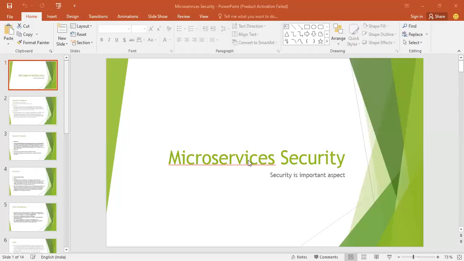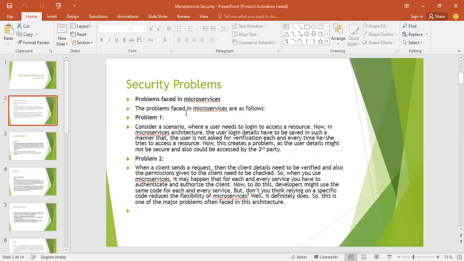What is microservices security, right? And how to secure your microservices? This is one of the major requirements and major aspects. Security is one of the most important factors when you are implementing microservices. So there are two important things we need to understand: the problems faced by microservices.